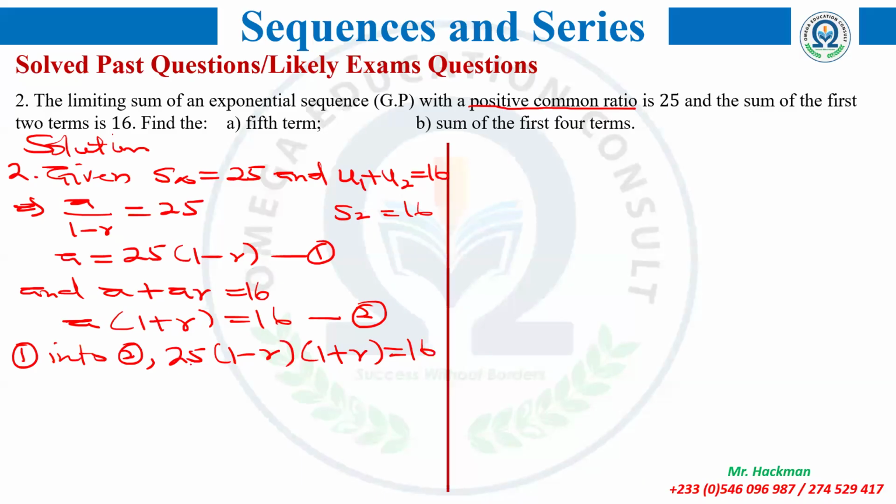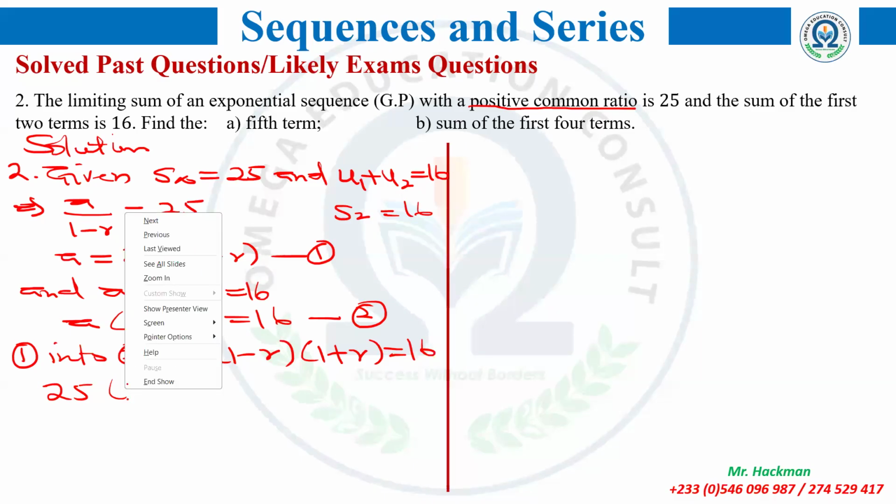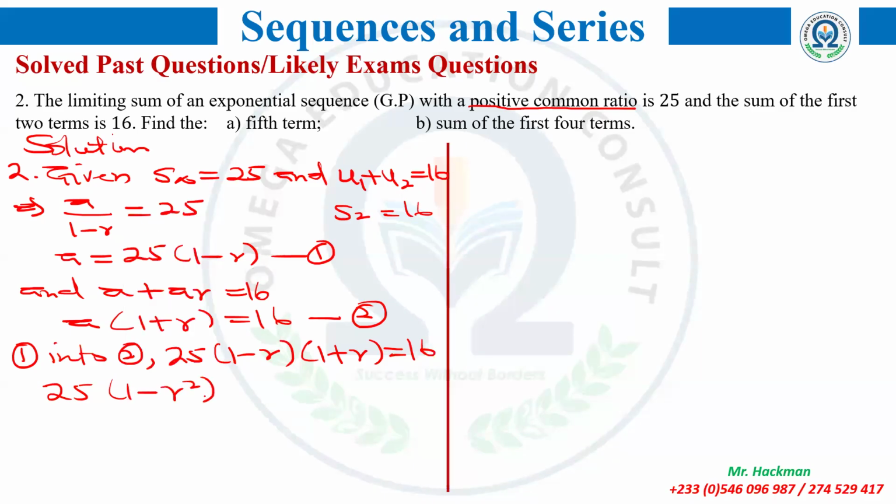So can I say what I have here will give me 25 into 1 minus R squared? Do you agree? Who doesn't? Who wants me to come again? I've asked the question. Okay, you are all doing well.